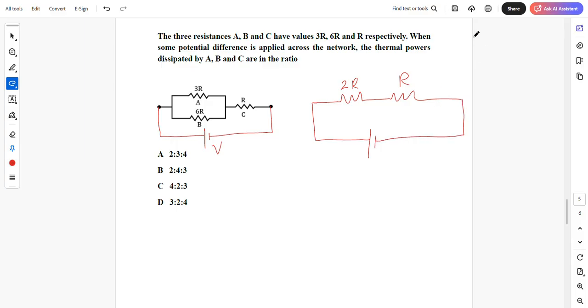Because we know, what is the equation for power? Power is equal to V square by R. Therefore, I am trying to use that formula here. Okay, how to calculate V1?